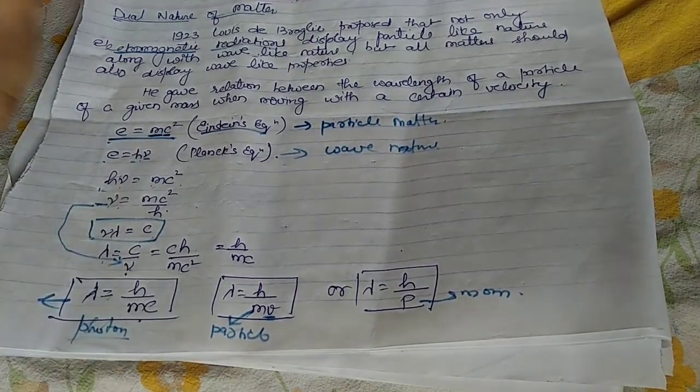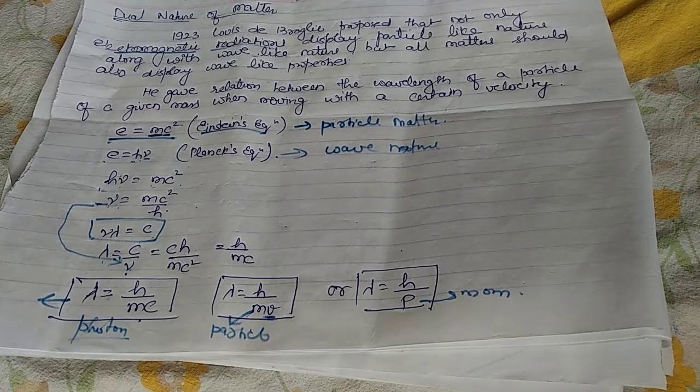It means a photon has its existence only as long as it is moving. As soon as the photon stops moving, it has no mass, so there is no existence of the photon. So a moving photon has mass m. Photon is the only particle which has momentum but not mass, right?